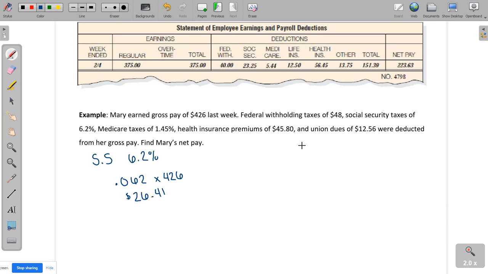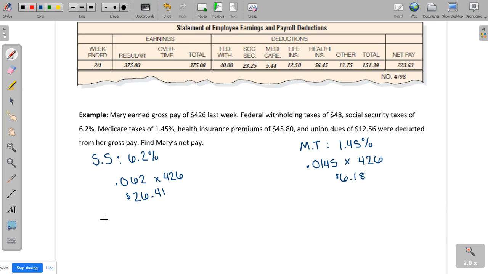Now we have to find the Medicare tax. Same process, but our percent now is 1.45%. Change it to a decimal, 0.0145 times our amount, 426. When we multiply this through, we get $6.18.